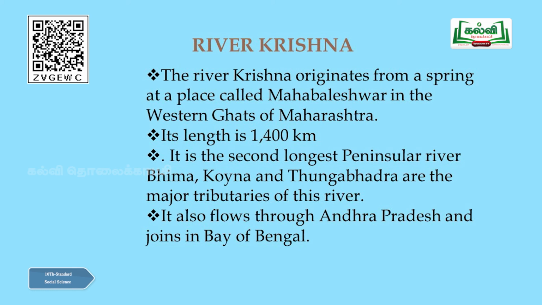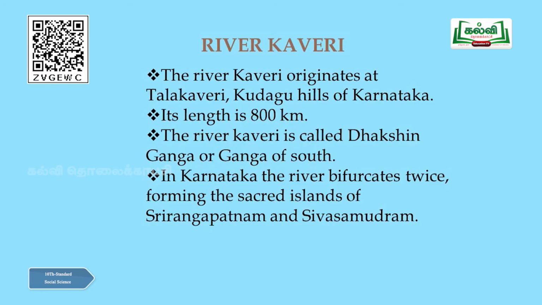Next we are going to see river Krishna. The river Krishna originates from a spring at a place called Mahabaleshwar in the Western Ghats of Maharashtra. Length is 1400 km. It is the second longest peninsular river in India. Its tributaries are Bhima, Koyna and Tungabhadra, and at last it flows through Andhra Pradesh and then it drains into Bay of Bengal. And the last important river is Kaveri. The river Kaveri originates at Talakaveri, which is in Kodagu hills of Karnataka. The total length of the Kaveri river is 800 km. It is also called Dakshin Ganga.